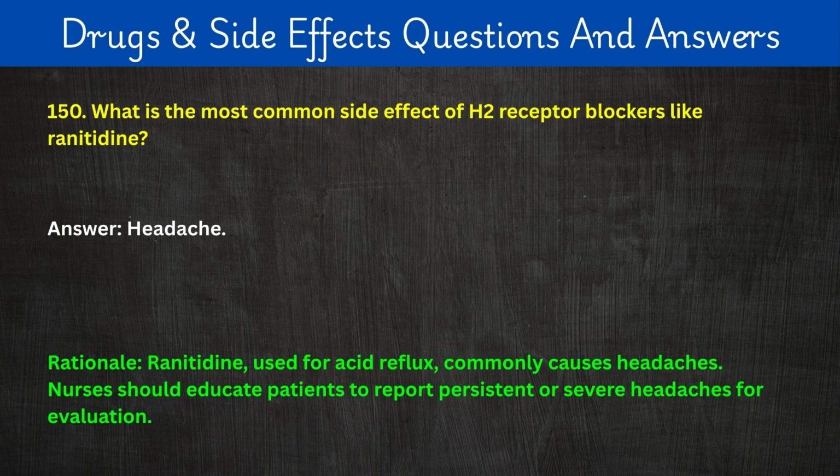150. What is the most common side effect of H2 receptor blockers like ranitidine? Answer: Headache. Rationale: Ranitidine, used for acid reflux, commonly causes headaches. Nurses should educate patients to report persistent or severe headaches for evaluation.